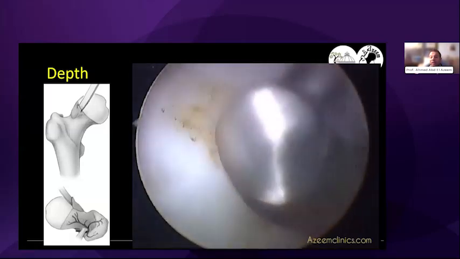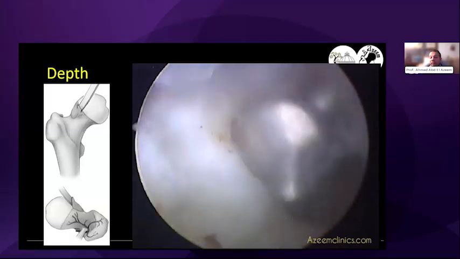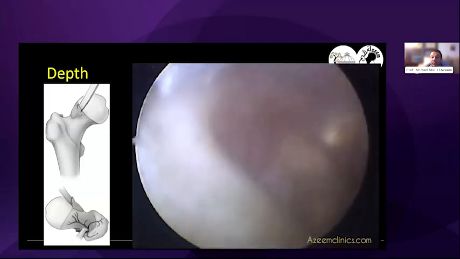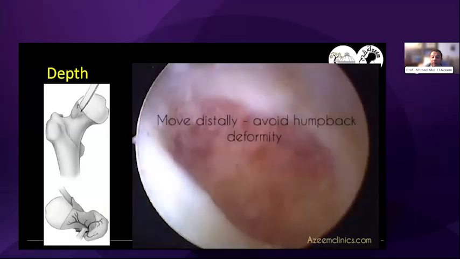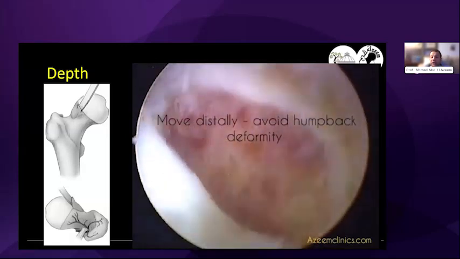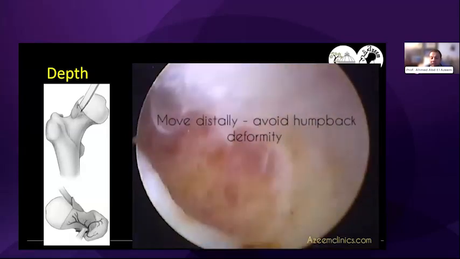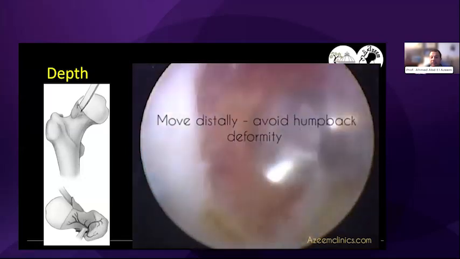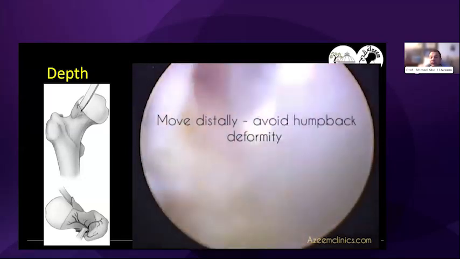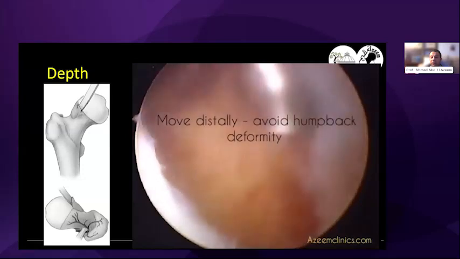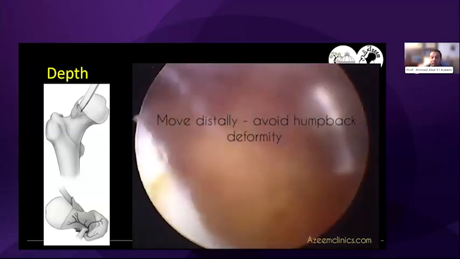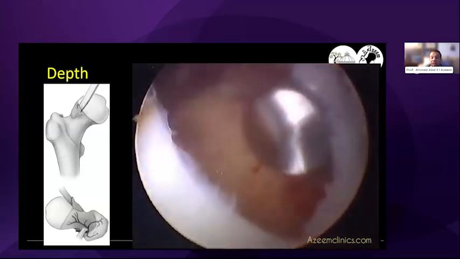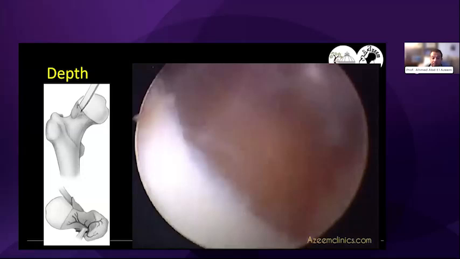And finally, I start to go away, or distally, so as to prevent what we name a humpback deformity. So this is a humpback deformity. I did a cleft and I forgot about the distal part, and this is what we name the humpback deformity, and you have to excise it completely.